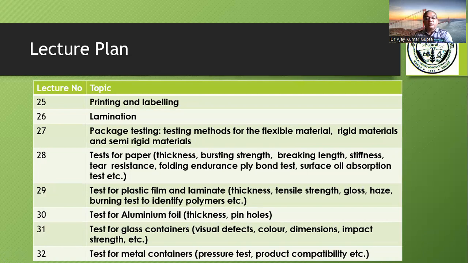29th will be on the test of plastic packaging and laminates, thickness, tensile strength, gloss, haze, burning test to identify the polymer, etc. 30th will be the test of aluminum foils, thickness and pinholes. 31st lecture will be on the test of glass containers, visual defects, color, dimensions, impact and strength, etc. 32nd lecture will be on the test of metal container, pressure test, product compatibility, etc.